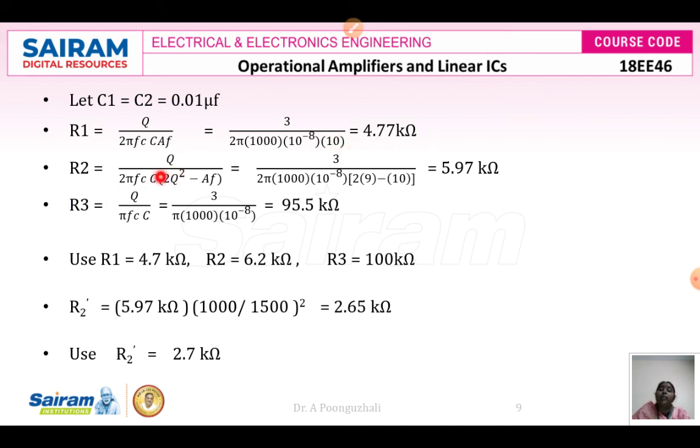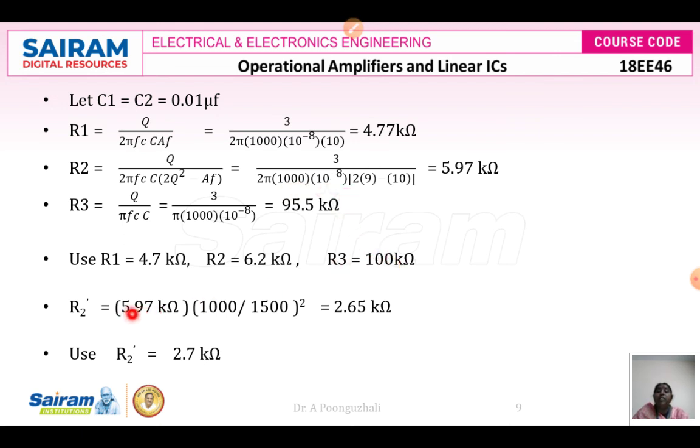R2 is Q by 2 pi FC into C into (2Q square minus AF). If I substitute it, my value is going to be 5.97 kilo ohms. R3 is Q by pi FC into C, that is 95.5 kilo ohms. So we are going to use R1 as 4.7 kilo ohms, R2 as the standard value 6.2 kilo ohms, and R3 as the standard value 100 kilo ohms.